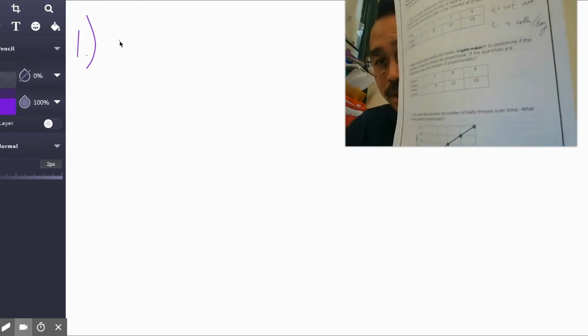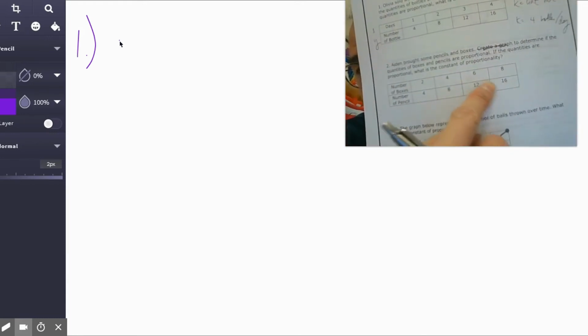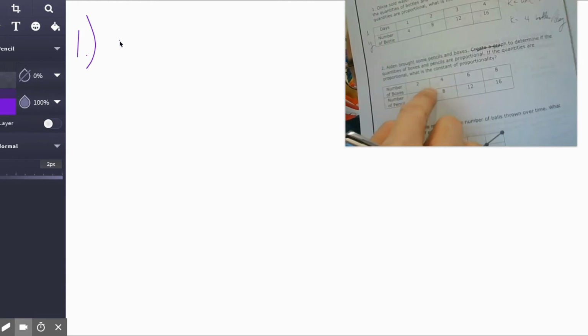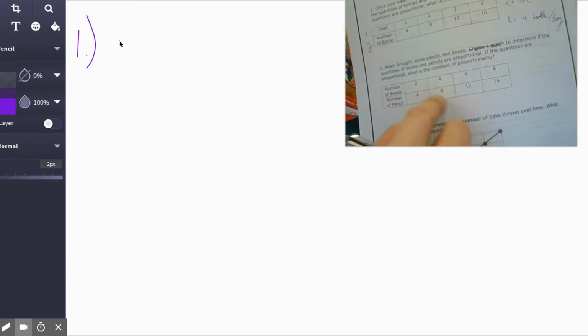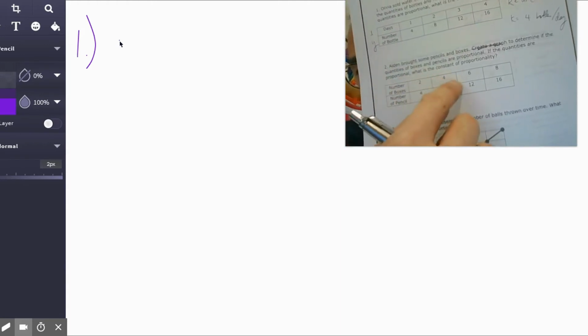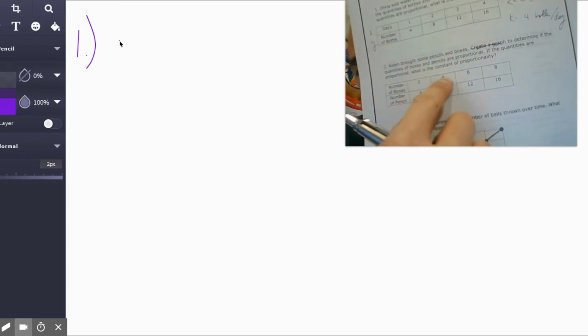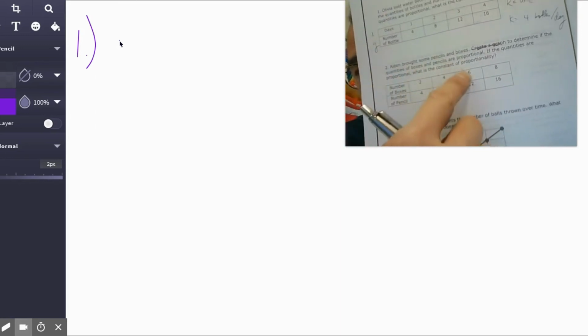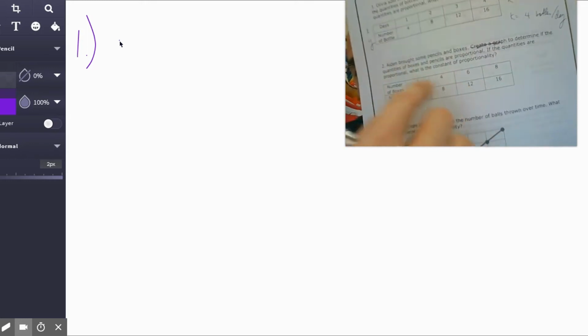They are proportional, right? Once again, you can check it that way. So you can do 2 times 8 and then 4 times 4, right? That's 16. Then you do 4 times 12. That's 48. 8 times 6, 48. And then you do 4 times 16, right? 8 times 8, so on and so forth.